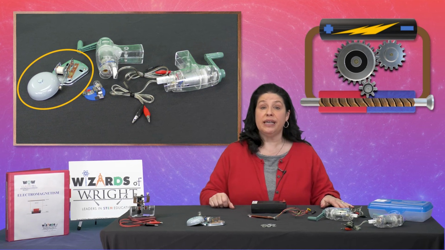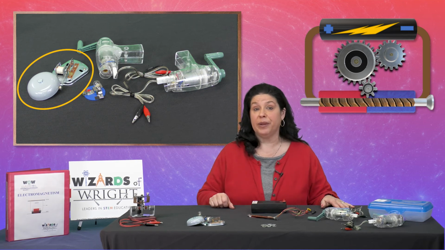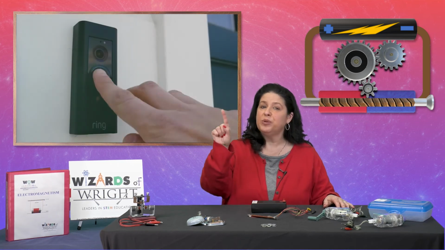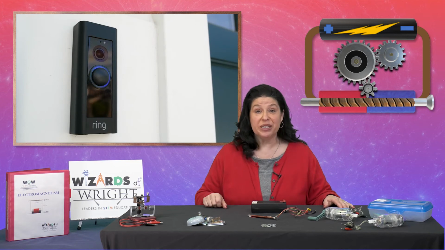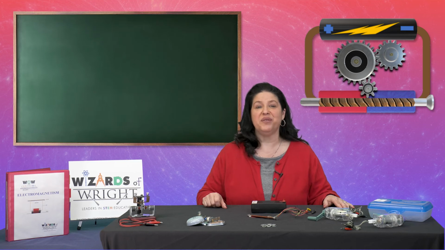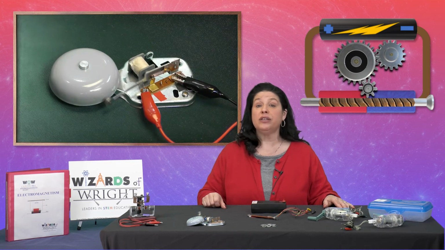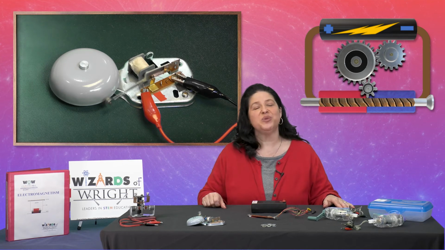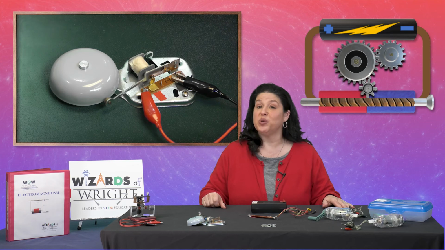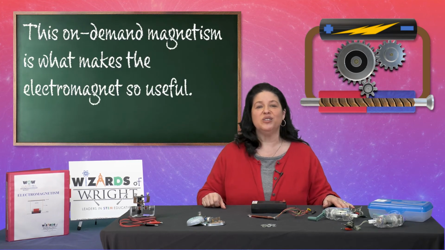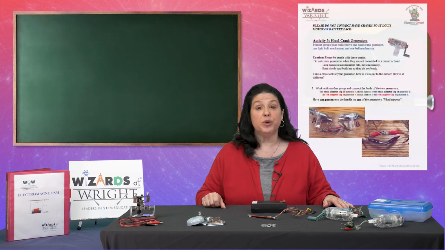The doorbell is a good example of how electromagnets can be used in applications where permanent magnets just wouldn't make any sense. When a guest pushes the button on your front door, the circuit is completed. The closed circuit allows electricity to flow and create a magnetic field. The magnetic charge causes the metal bell and metal clapper inside to clang together. When your guest releases the button, the circuit opens and the doorbell stops ringing. This on-demand magnetism is what makes the electromagnet so useful. Your student sheets will give you the specific directions for activity number 3.